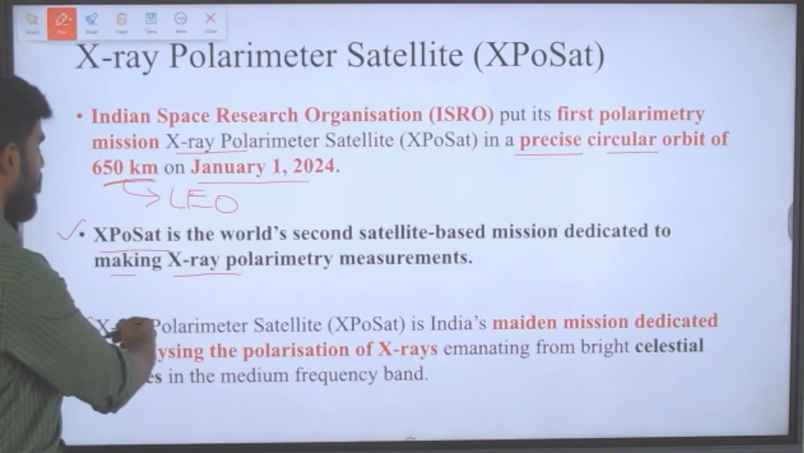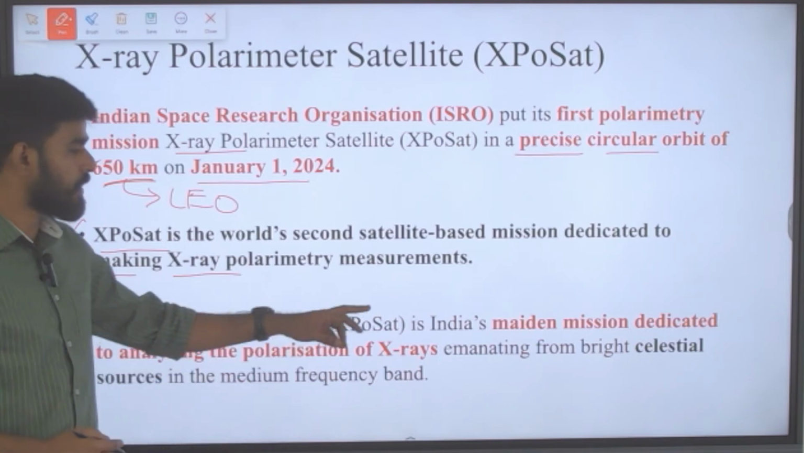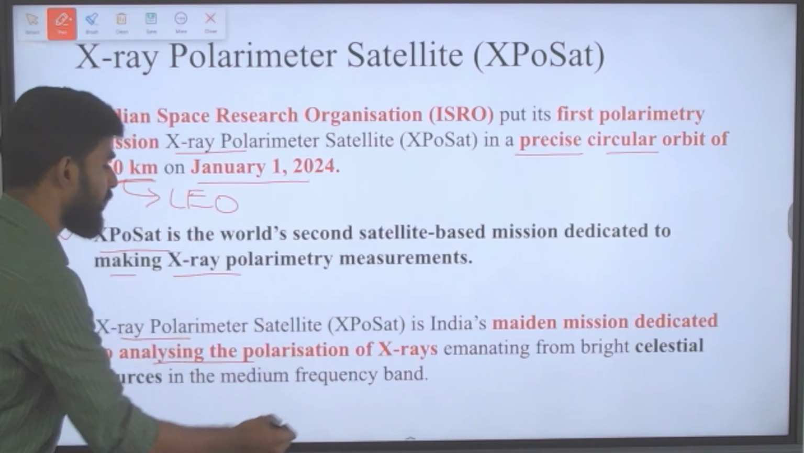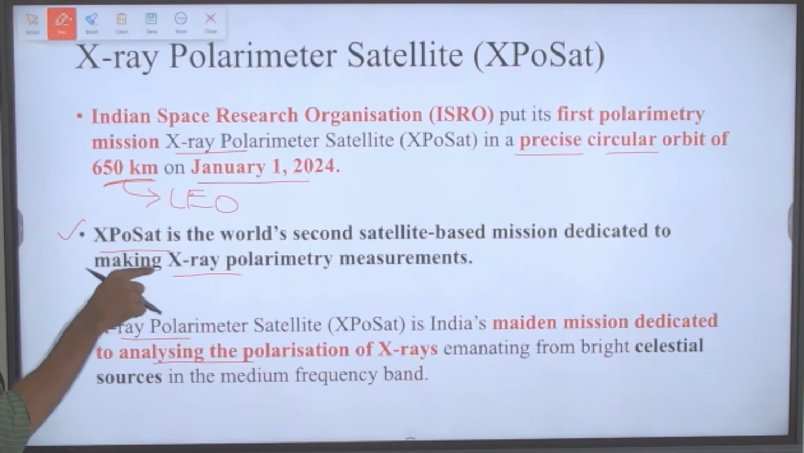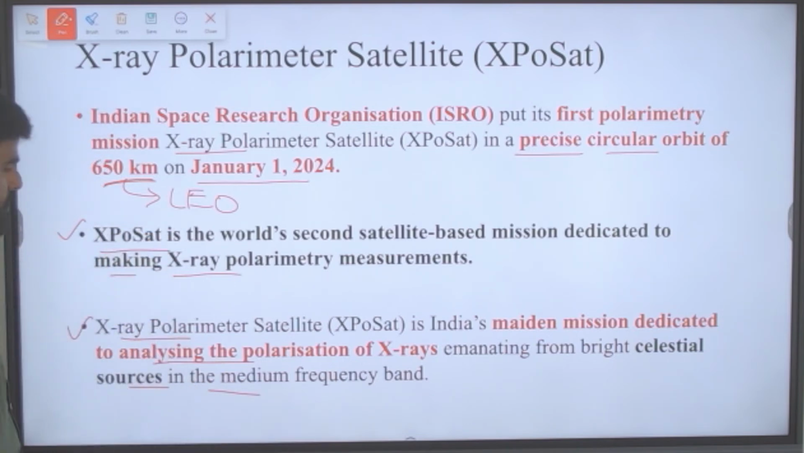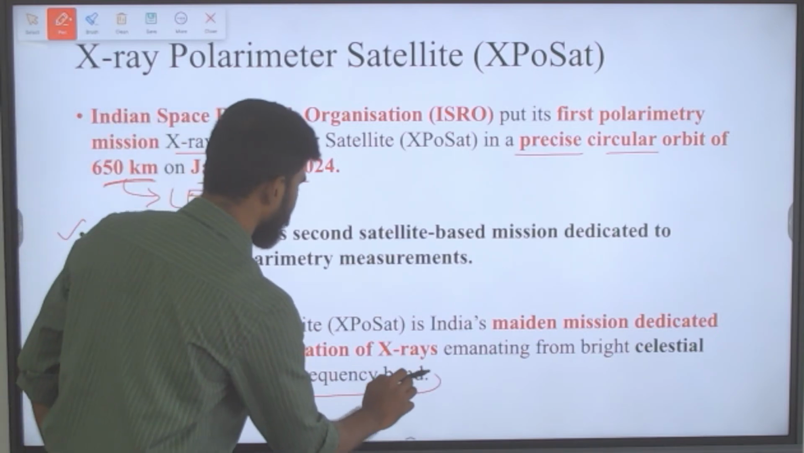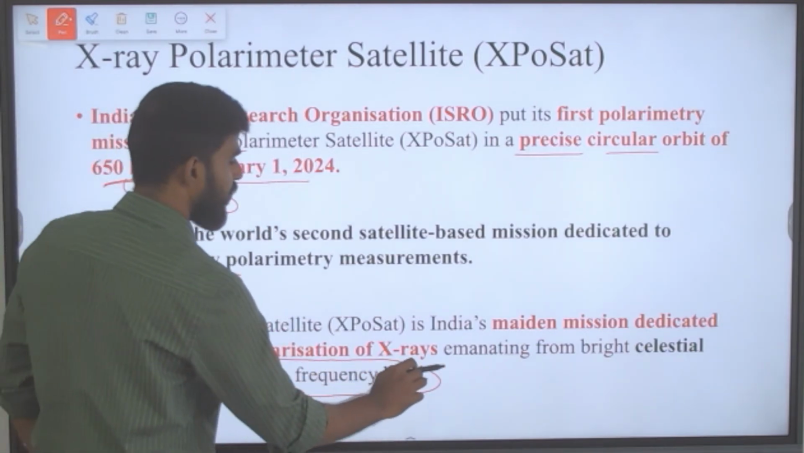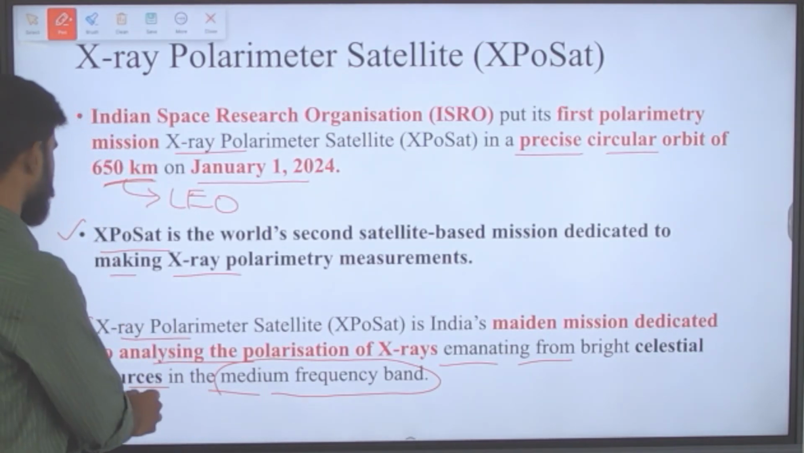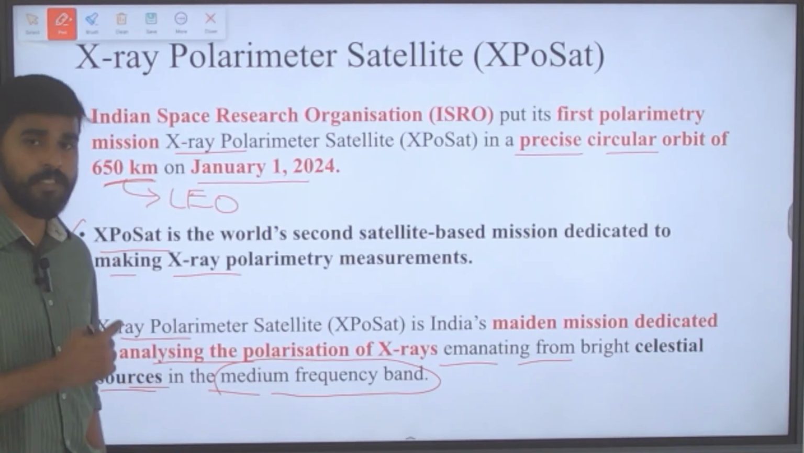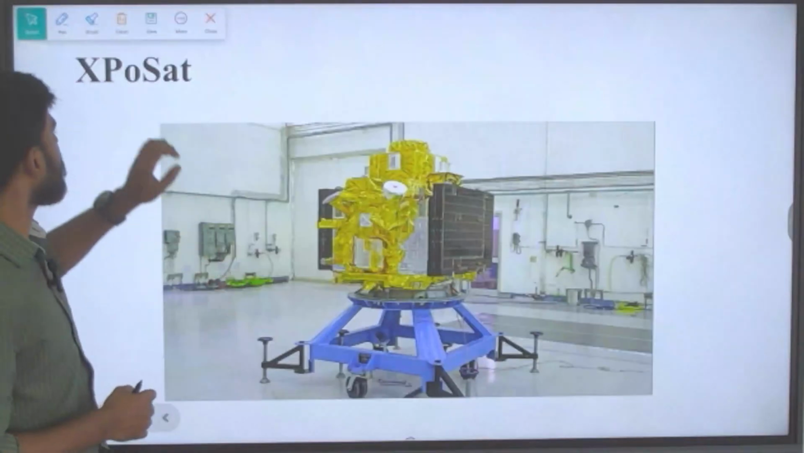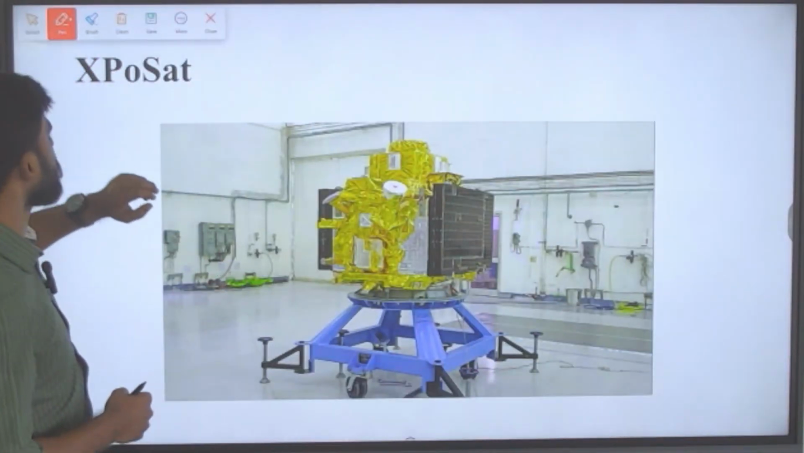The X-ray polarimeter satellite, XPOSat, is India's maiden mission dedicated to analyzing the polarization of X-rays emanating from bright celestial sources in the medium frequency band. This is important. It operates in a medium frequency band, and it is going to analyze X-rays emanating from bright celestial sources. What are these bright celestial sources? Let us understand all of them one by one. So this is how XPOSat looks.